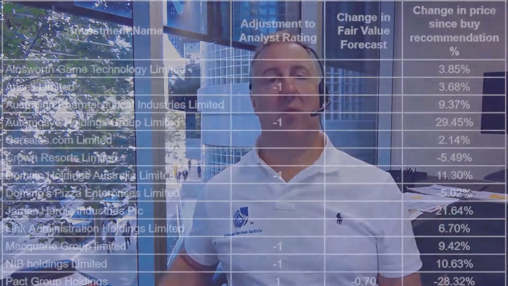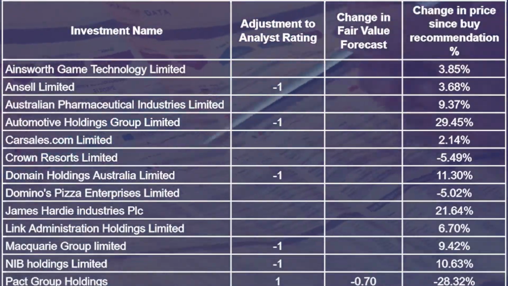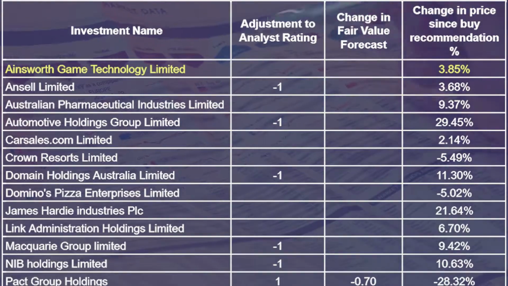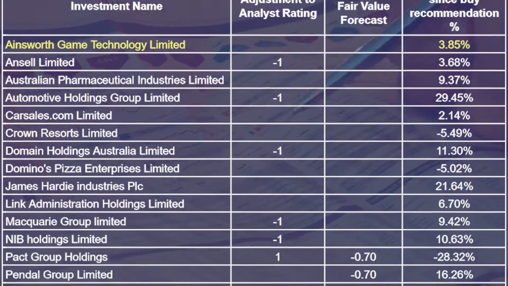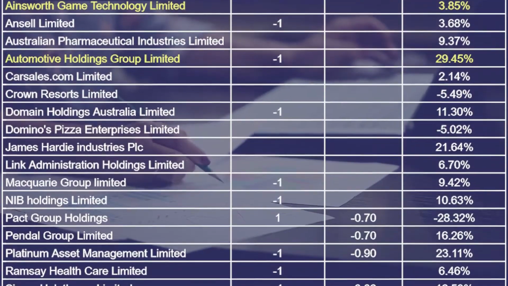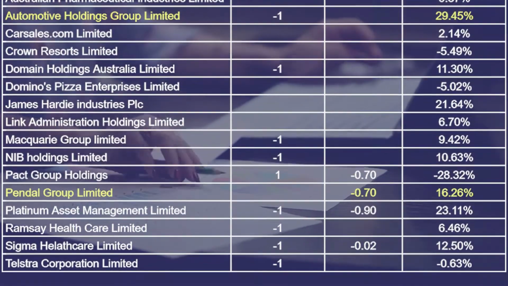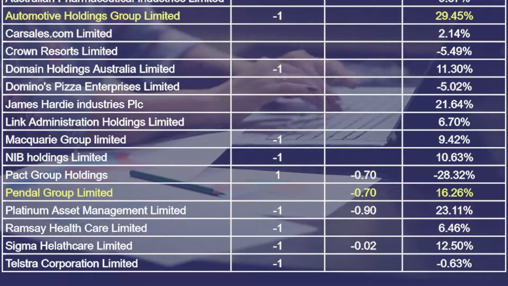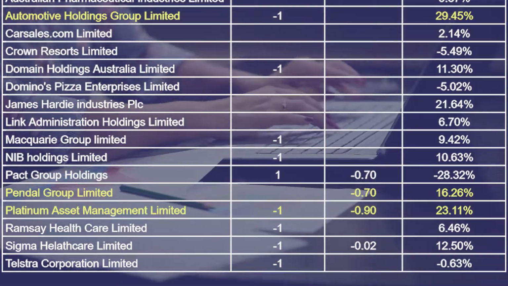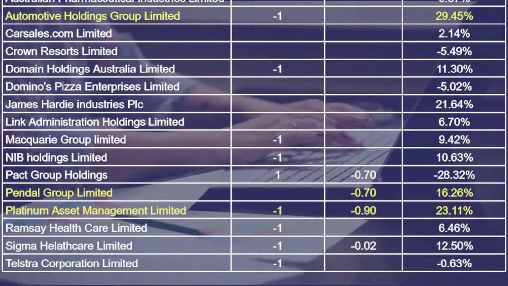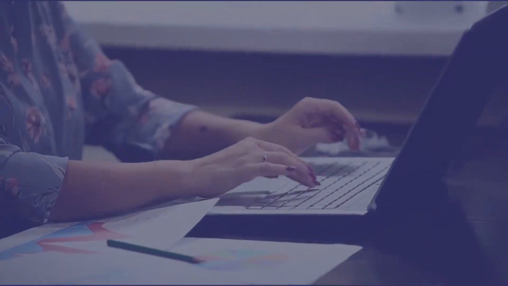Let's have a look. What we'll see is that Ainsworth has increased in value by 3.85%. AHG has actually increased in value by 29%. The Pendal Group has increased in value by 16%. Platinum Asset Management has increased in value by 23%. All in all, a good month on those stocks. You will see there that we've got a couple of securities that haven't performed well, but on average, our investment advice has been sound for this particular client.